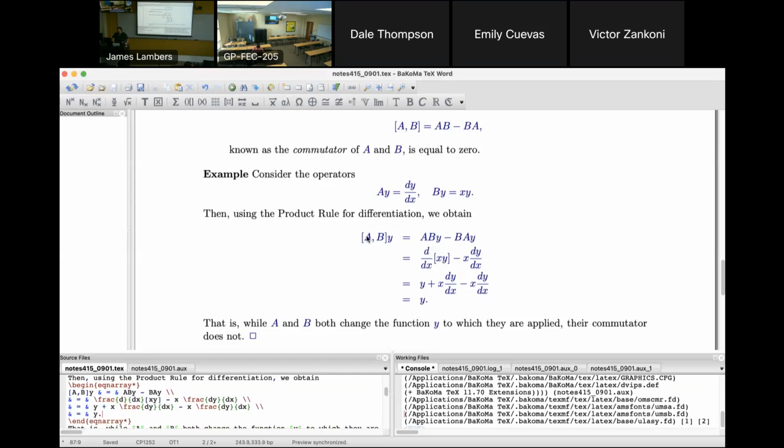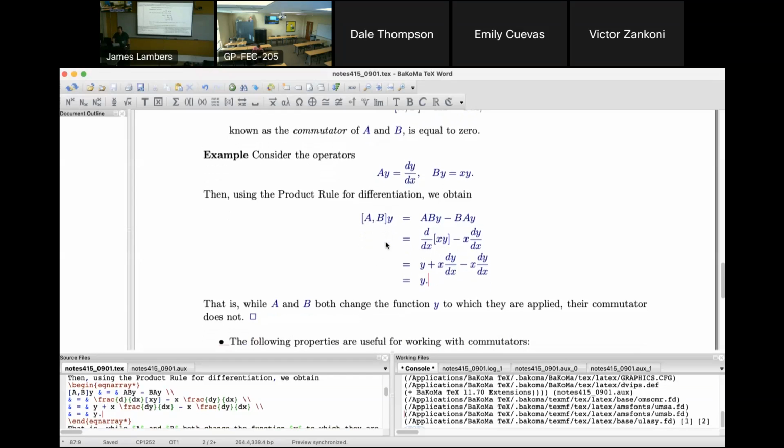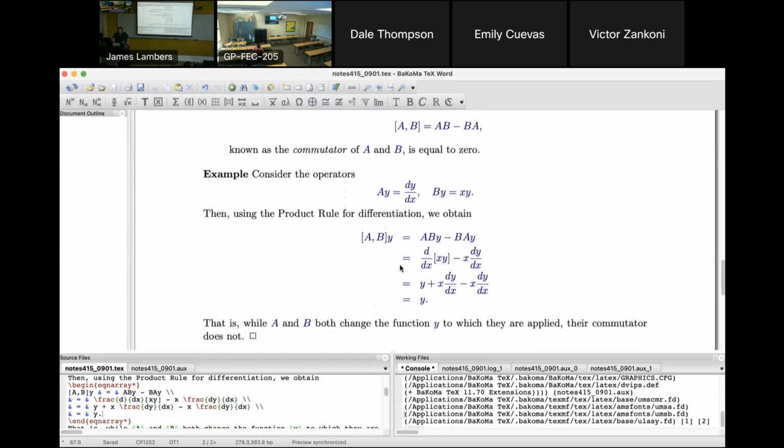So what's interesting is the commutator of A and B, which is itself another operator, ends up being equivalent to what's called the identity operator, which we'll talk about more later. Even though A and B both change y, the commutator of them does not. And these are different operators. The A and B do not commute, because if they did commute, we would actually have a 0 right here. But it turns out that the commutator is similar to either operator individually in this case, anyway.